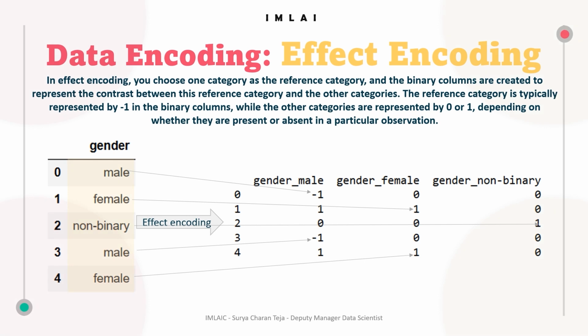So in this example, we chose male as the reference category and created 3 binary columns to represent the contrast between the male, female, and non-binary categories. The binary columns indicate the presence, 1, or absence, 0, of each category in each observation, with the reference category male represented by -1 in the gender male column. So the gender female and gender non-binary columns represent the contrast between the female and non-binary categories relative to the reference category male.